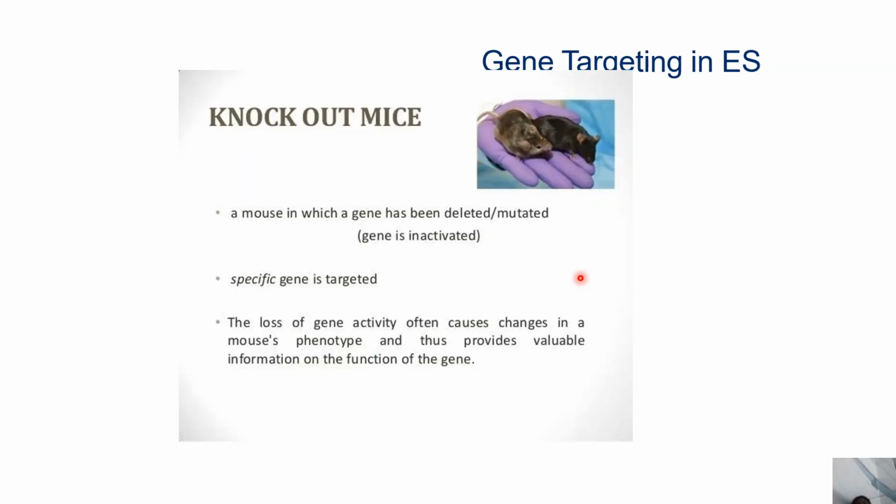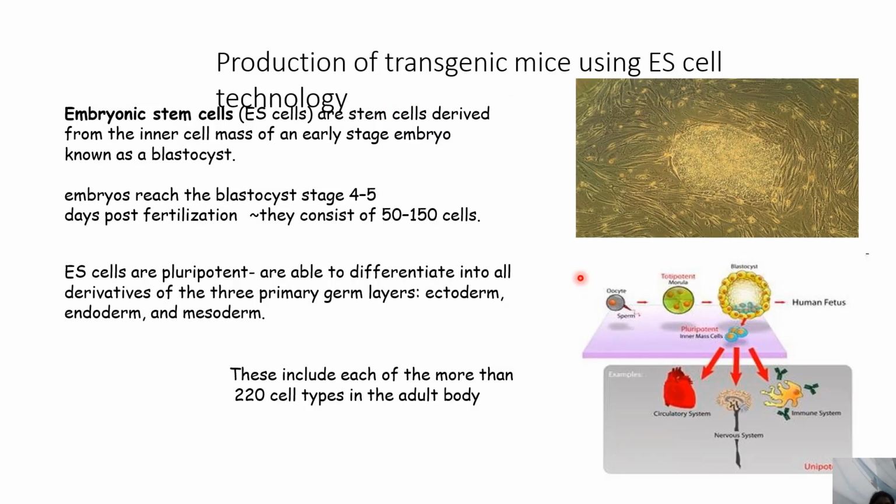Okay, now what's a knockout mouse? A knockout mouse is a mouse in which a gene has been deleted or mutated. The gene is inactivated; a specific gene is targeted. The loss of gene activity often causes changes in a mouse's phenotype, and this provides valuable information on the function of the gene. Embryonic stem cells are stem cells derived from the inner cell mass of an early stage embryo known as the blastocyst.